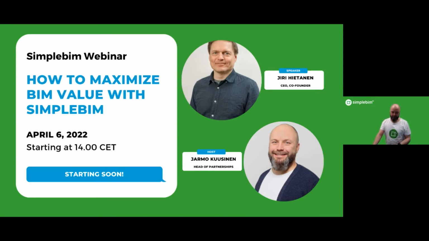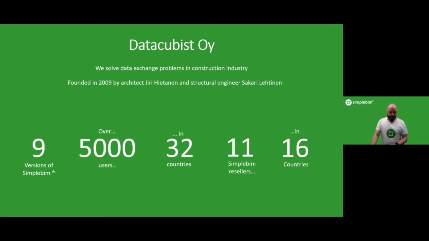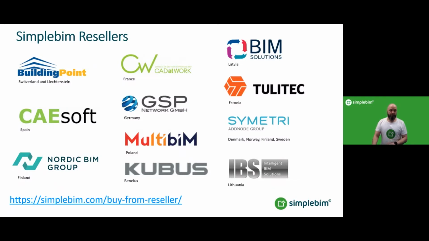Okay, so before jumping into the actual presentation, maybe a few words about the company. DataCubist is a Finnish software vendor established in 2009 by Jiri Hietanen and Sakari Lehtinen. We aim at solving data exchange problems in the construction industry. The main product of DataCubist is the Simplebim app, which we are talking about today. Simplebim has over 5,000 professional users in 32 countries. It is sold by 11 resellers in 16 countries, and just to briefly mention, here's the list of Simplebim resellers. You can always reach out to them for more information about the product.